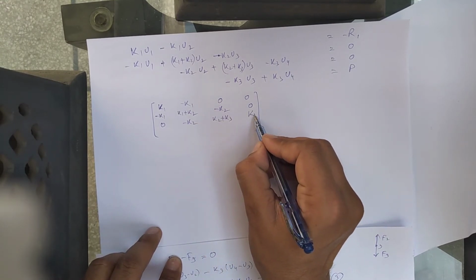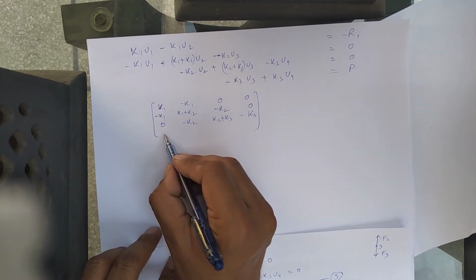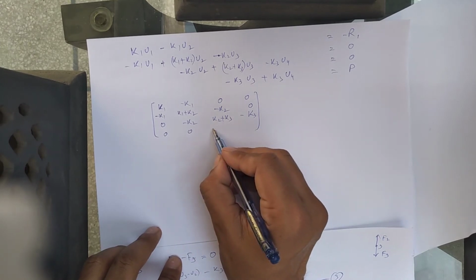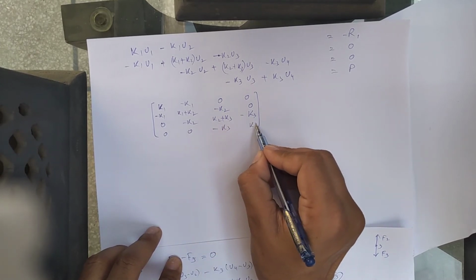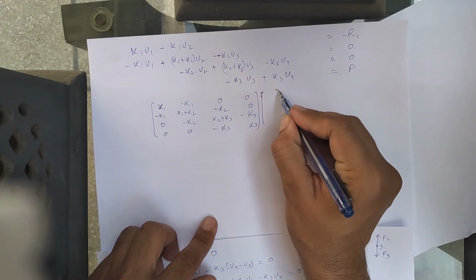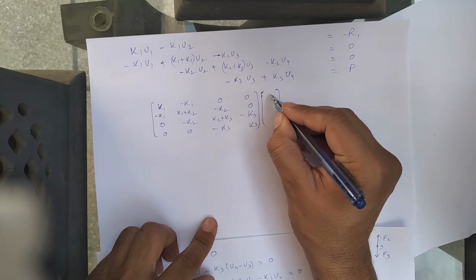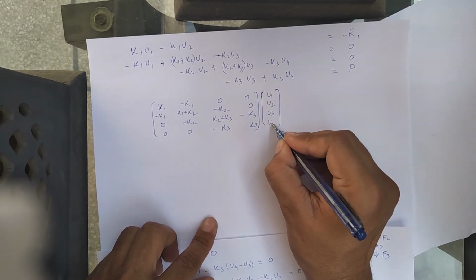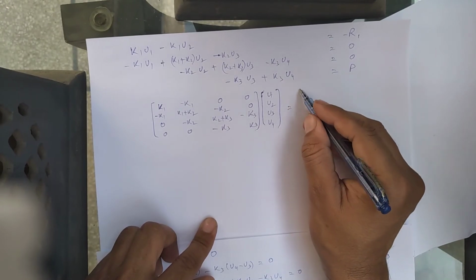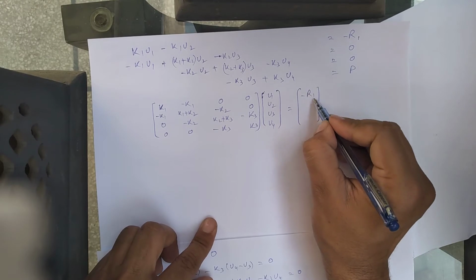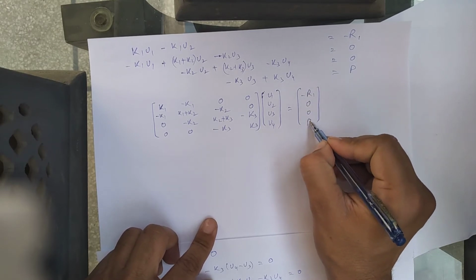These K1, K2 and K3 are the stiffness constants for each element, right? Because we have 3 elements, so we have the stiffness for 3 elements, K1, K2 and K3. So we will multiply it with the deformation U1, U2, U3 and U4, and we will put it equal to the force matrix. So that will be minus R1, 0, 0 and P.